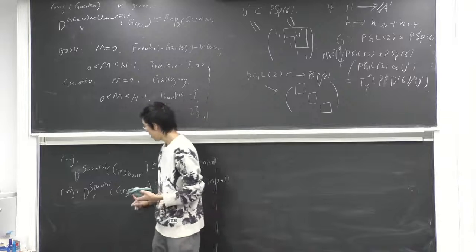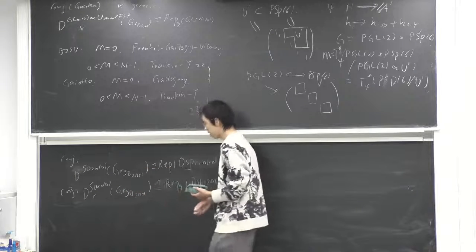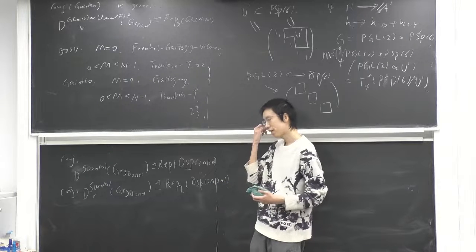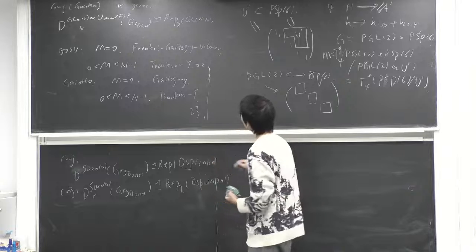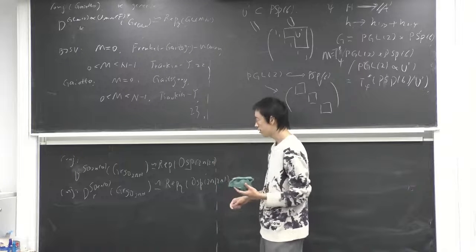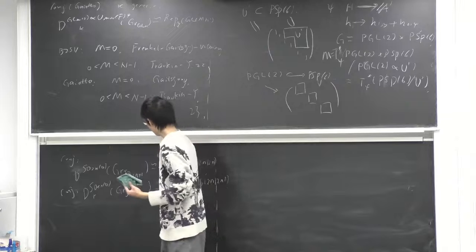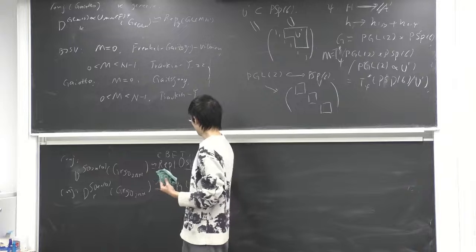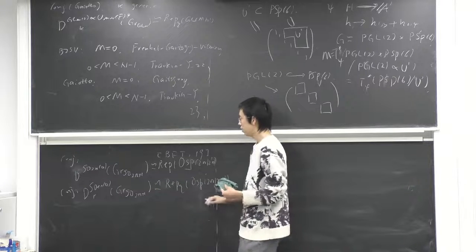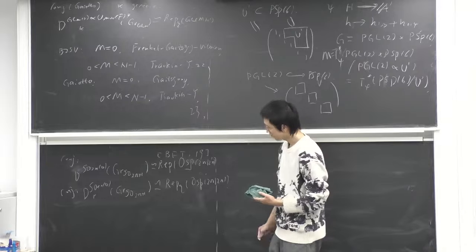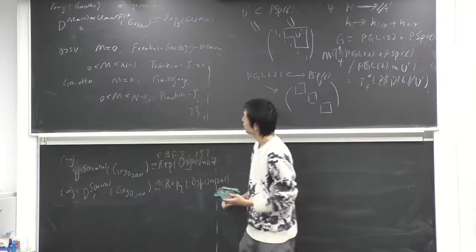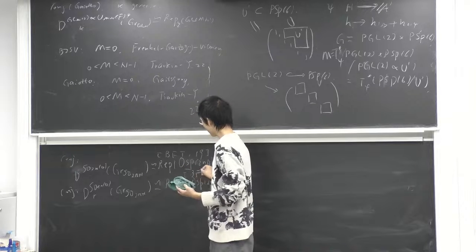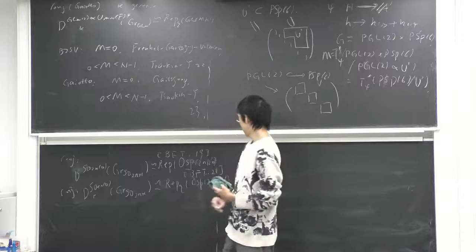Both of these conjectures have already been proved. The first conjecture has already been proved by BFT, Braverman, Finkelberg, and Travkin, in around 2019. And the second conjecture can be proved using the same technique as the work of BFT in 2021.